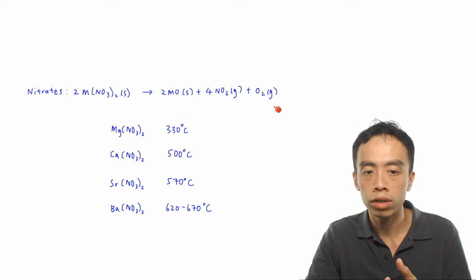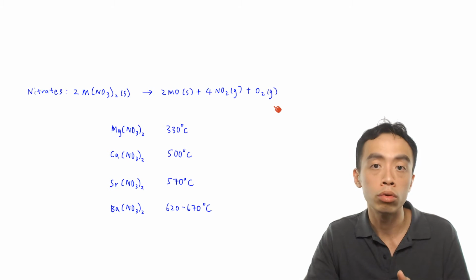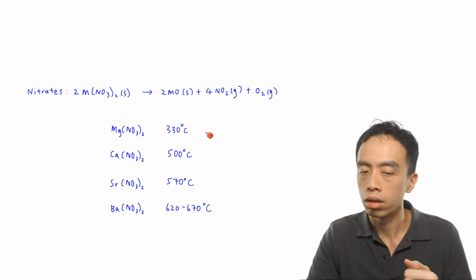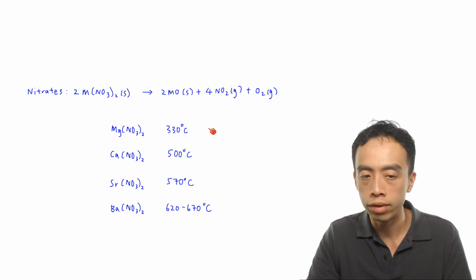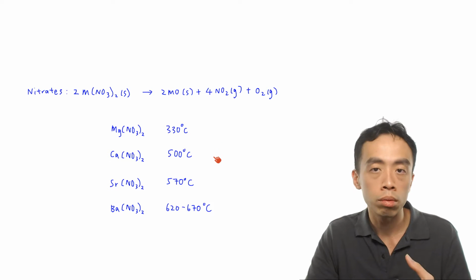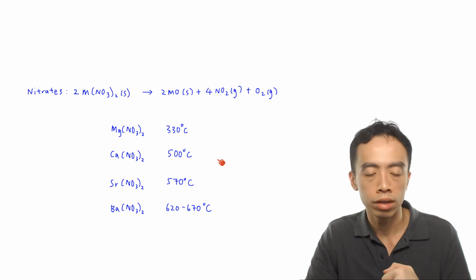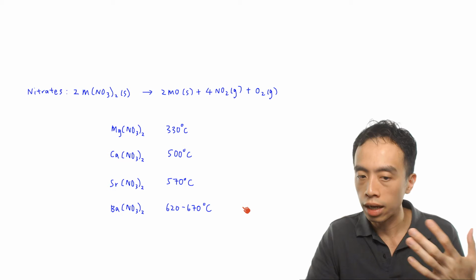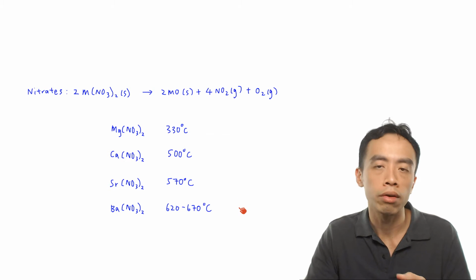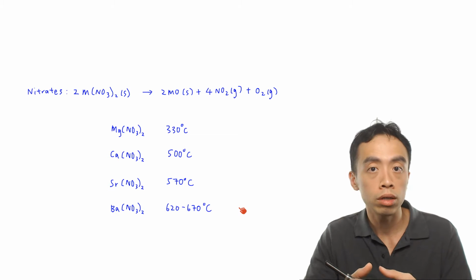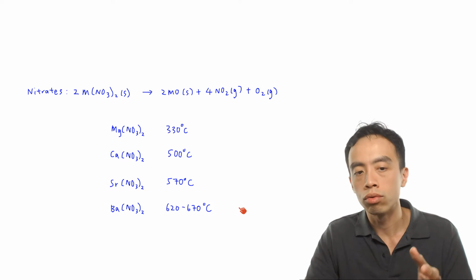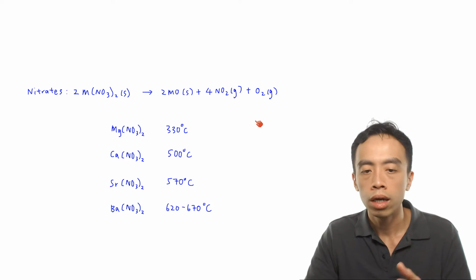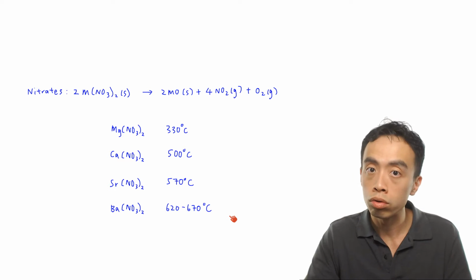And if I look at the temperature for decomposition of the group 2 metal nitrates, you notice there's a similar trend. Magnesium nitrate, the decomposition temperature is about 330 degrees Celsius. Calcium nitrate, the thermal decomposition temperature starts to go up, 500 degrees Celsius. Strontium nitrate is 570 degrees C. Barium nitrate, it is slightly higher, 620 to 670 degrees Celsius. So very similar to what we have encountered for carbonates. Carbonates, as you go down the group, the thermal decomposition temperature increases. Nitrates, the trend is also similar. The decomposition temperature for nitrates will also increase.